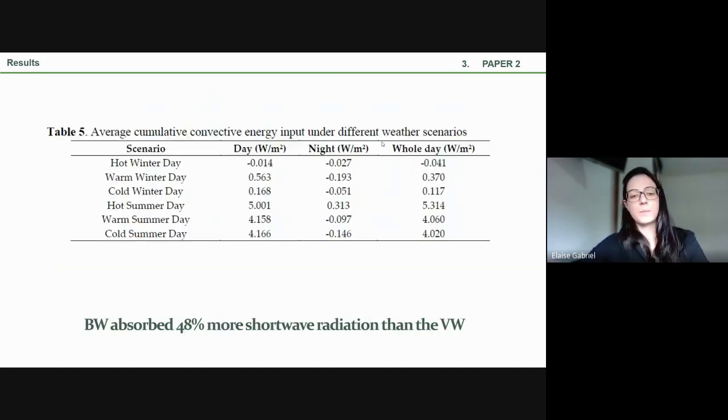Since the wind speed was only monitored for both walls and not individually for each one of the walls, the convective heat fluxes were calculated for the wall as a system. They were not calculated for each one of the walls. So the maximum convective heat exchange, which is 5 watts per square meter, occurred on a hot summer day, and the convective heat fluxes were generally positive during the day and negative during the night, when the wall lost convective energy. And this is primarily due to the surface temperature of the walls and the wind speed near the walls.